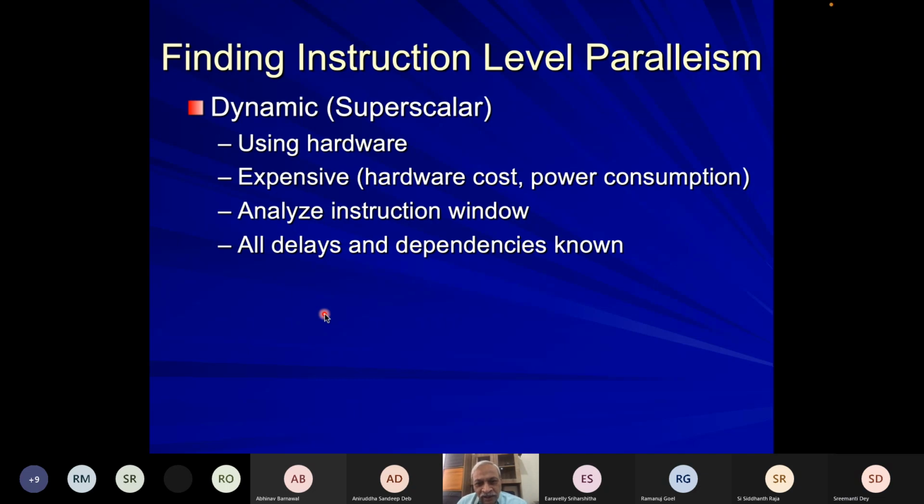But the analysis is limited here because I can't have too much hardware, so I need to keep hardware simple. I'll come to this point, delays and dependencies, more in a moment.